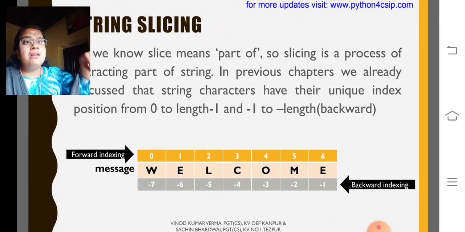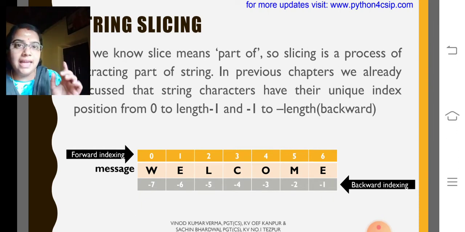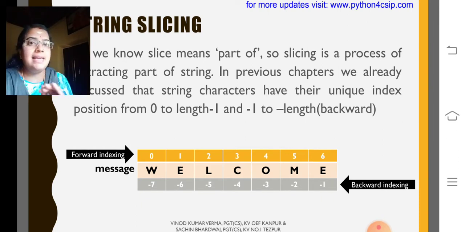In the previous chapter, we already discussed that the string characters have their unique index position, that is 0 to length minus 1 in the forward direction, and in the backward direction, minus 1 to minus length. Here is the same example that we discussed in the previous chapter, "welcome". In the forward indexing, we have 0 to 6. What is the total size of the string? That is 7, which is why the last index is 6. And in the backward direction, we have minus 1 to minus 7. You should keep this in mind for getting the slices.